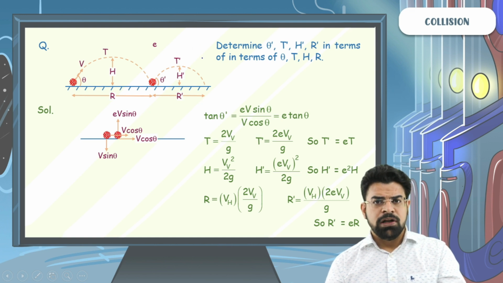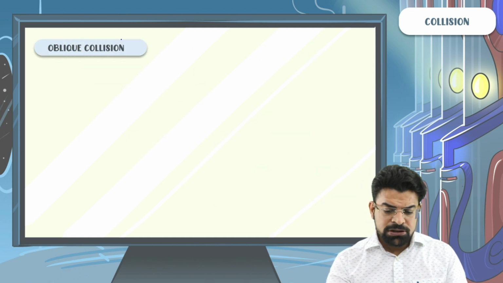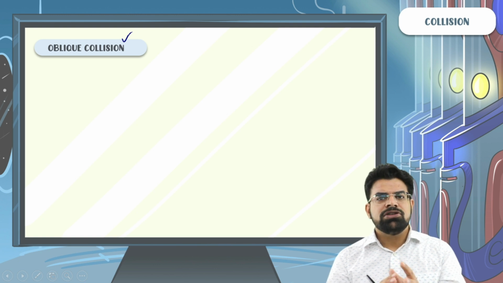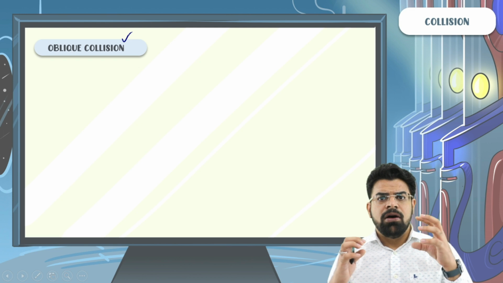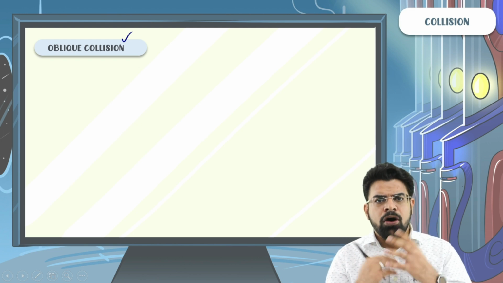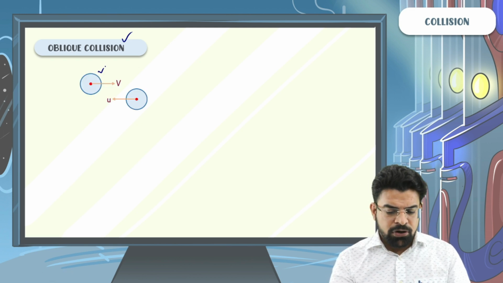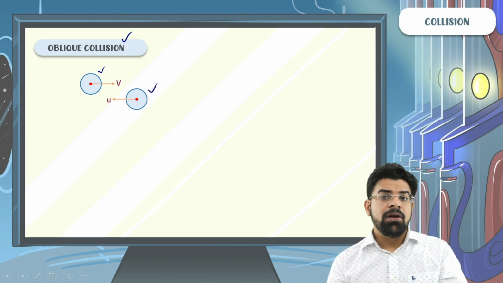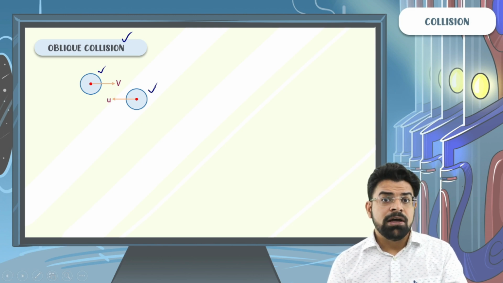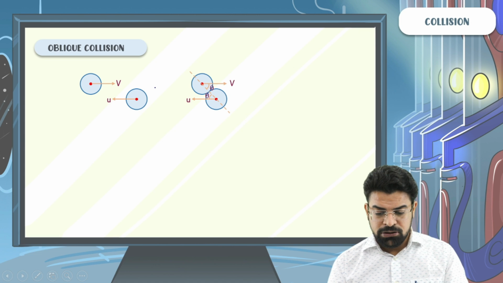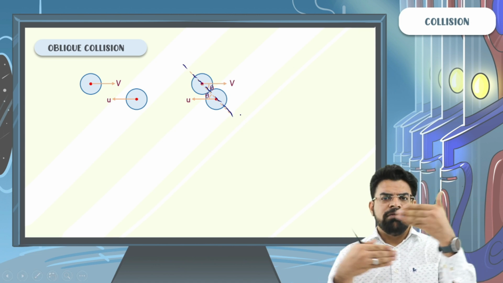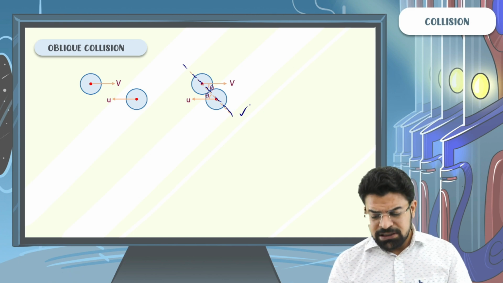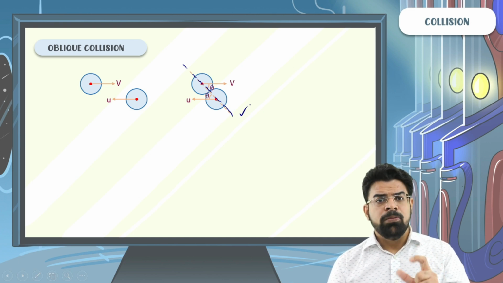Moving on to the last heading, which is oblique collision. So what is oblique collision? All the examples I was dealing with till now were of head-on collision. In oblique collision, when you have two bodies, their line of impact is not along their velocities. So when the bodies collide, the line of impact makes some angle with their velocity. These types of collisions are called oblique collisions.